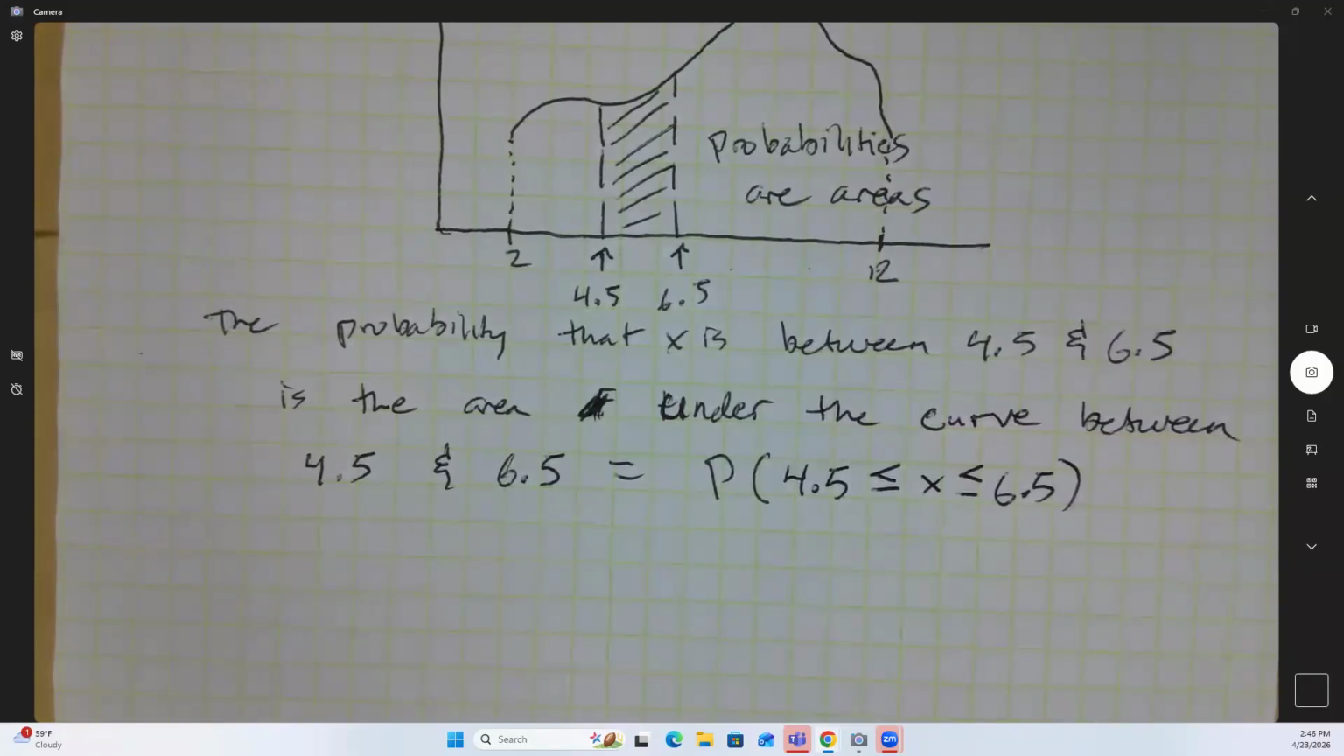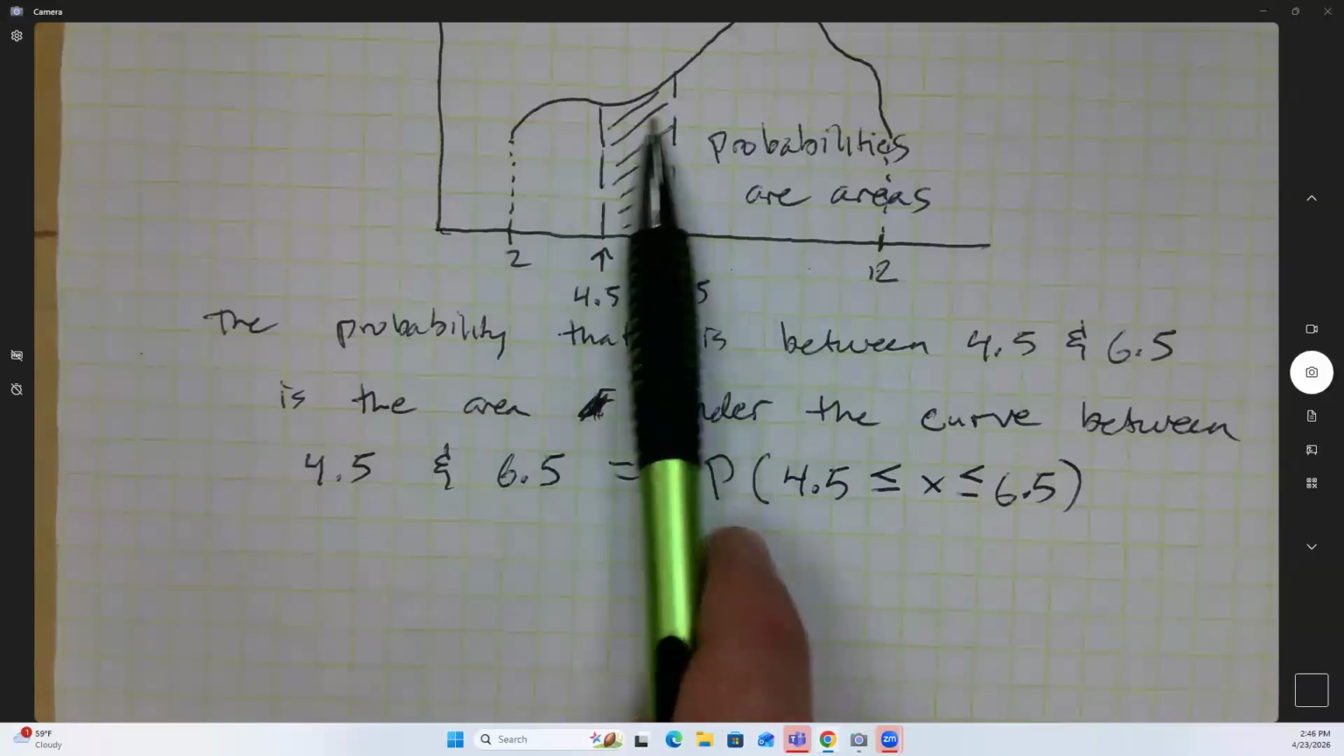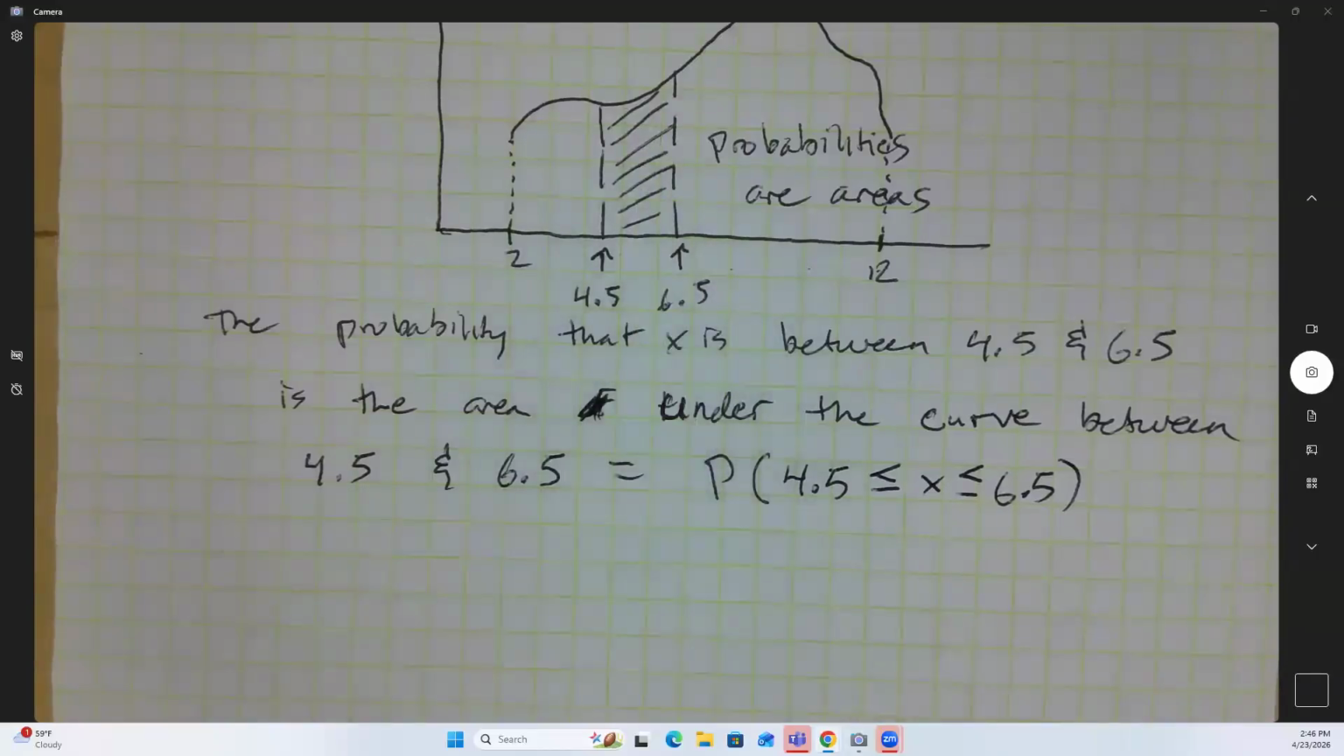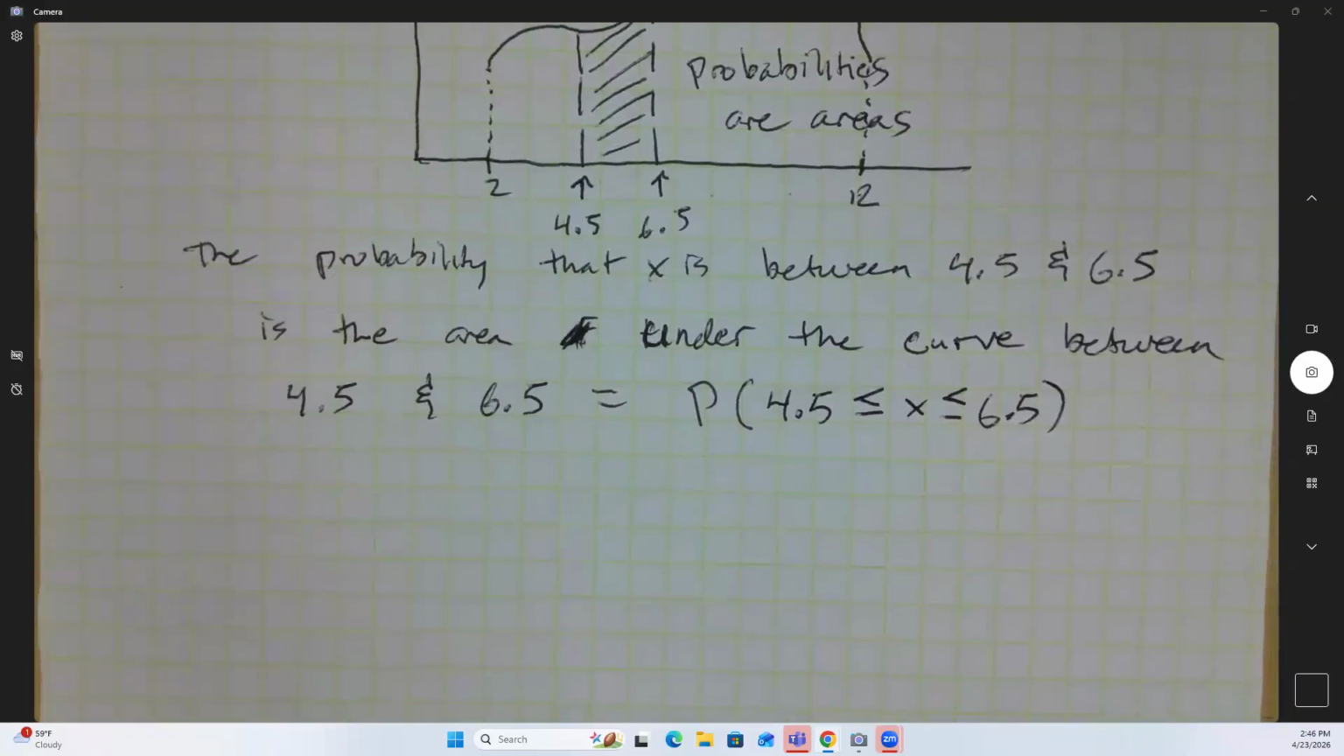This is both very important and very useful because you can read off a probability just by looking at an area. Now, it can be hard to calculate what that area is. So we have a couple tools for that. But the concept is the key idea: the probability is an area.